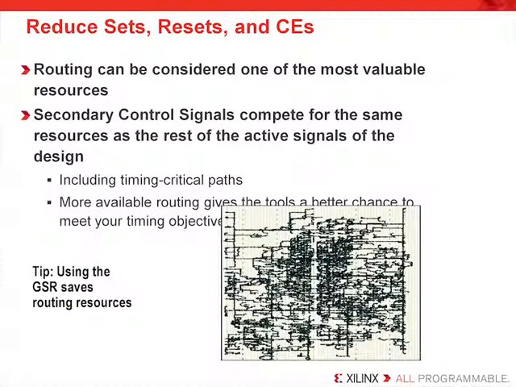The reason that managing secondary control signals is so important is because they share the general interconnect, which is where your data signals are routed. If your data signals cannot be routed to meet your timing because there are not enough available routing resources, then your performance will be impacted. Having more routing resources available means the tools will then have a better chance to meet your timing needs.